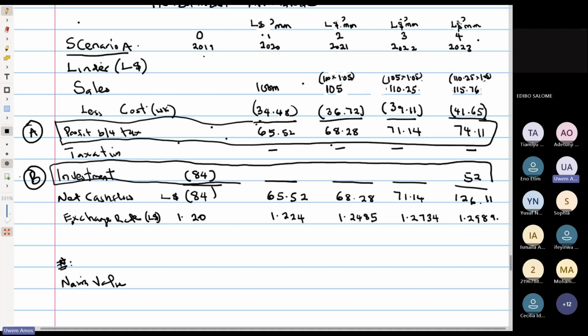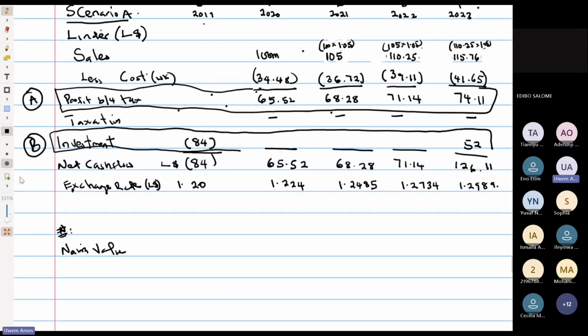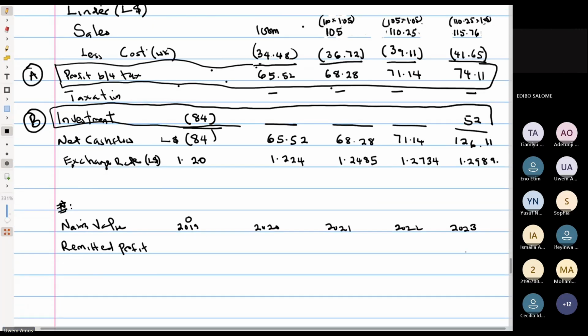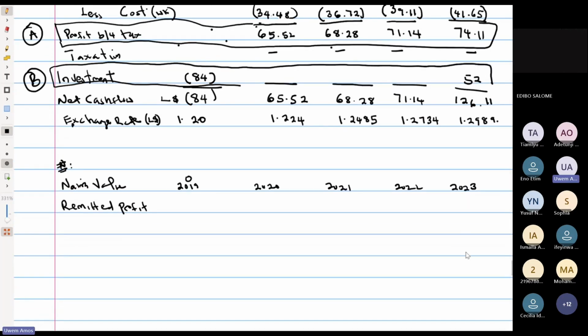Let's begin by moving the profit part, which is the up part. So our Naira value. Let's begin by moving the remitted profit first. So our years are 2019, which is year 0, 2020, 2021, 2022, and then 2023.